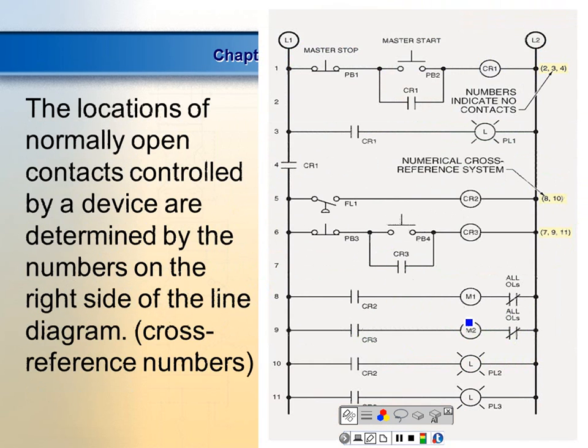So I get over to something like this, and what I've got is all these relays. And I want to find the contacts for CR1. So how do we know what contacts belong to CR1?